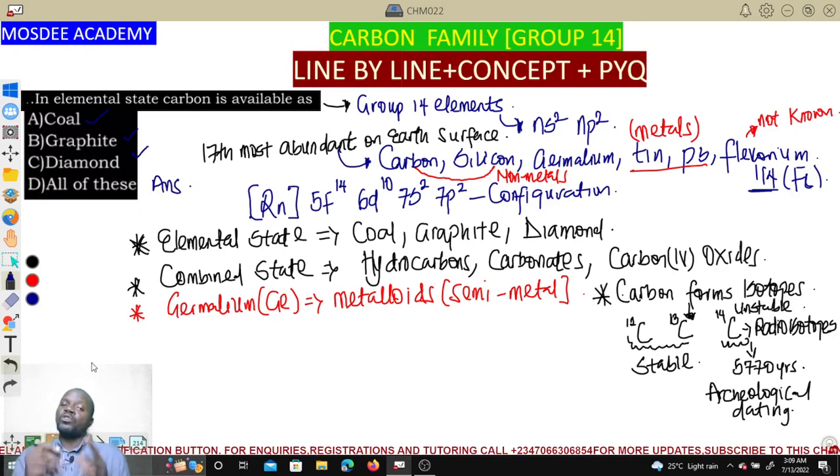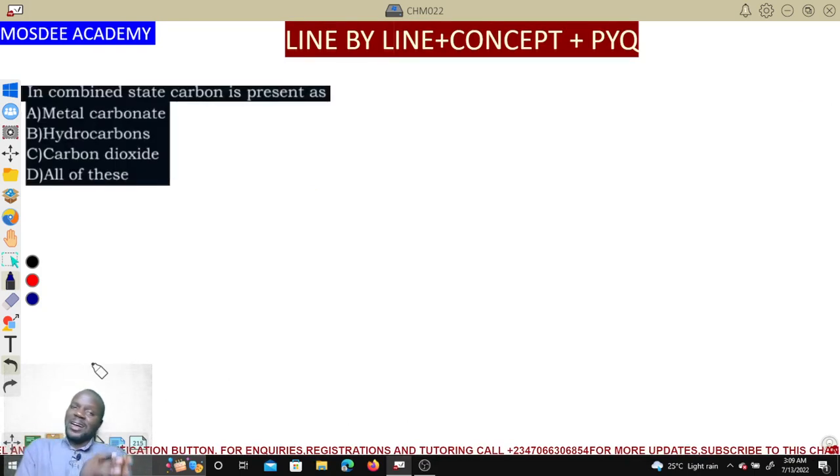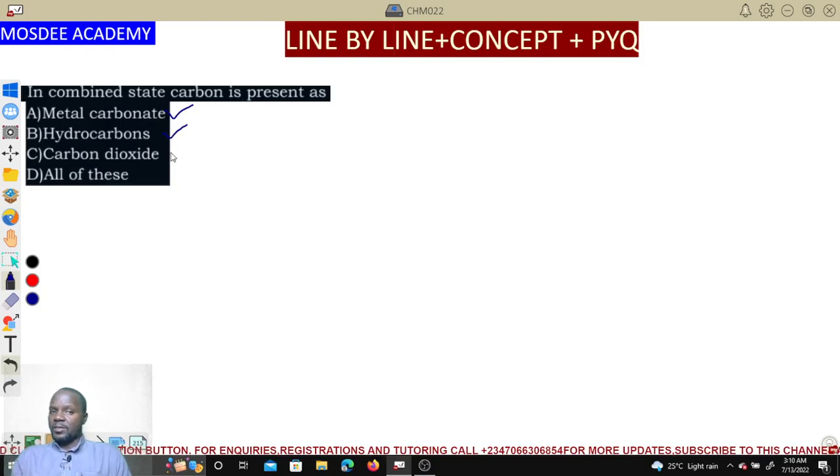I have over 113 questions I want to talk about, so I will be a little bit fast. After giving you deep knowledge about all these things, I will just have to move on. Look at this now. In combined state, carbon is present as metal carbonate, as hydrocarbon, as carbon dioxide. So I talked about this. So this will also be the answer to this. I think we can move to the third question.